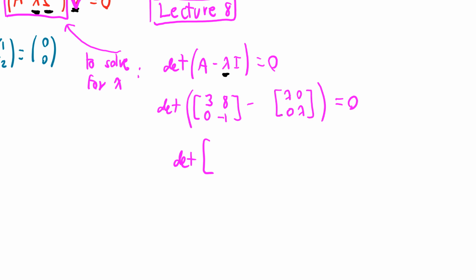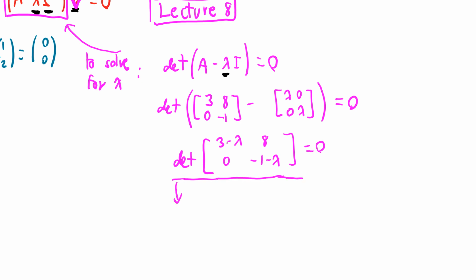It seems like again I've just erased the whole thing. So that would be 3 minus lambda, 8 minus 0, and then 0 minus 0, and then negative 1 minus lambda. Voila. So I'm gonna want the determinant of this matrix to equal 0. But what is the determinant of this matrix?